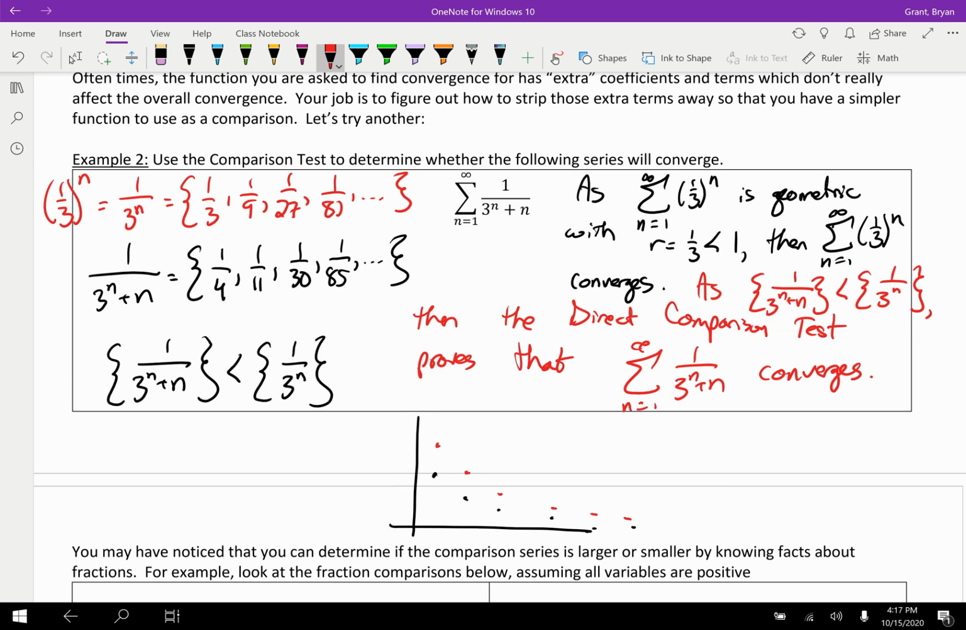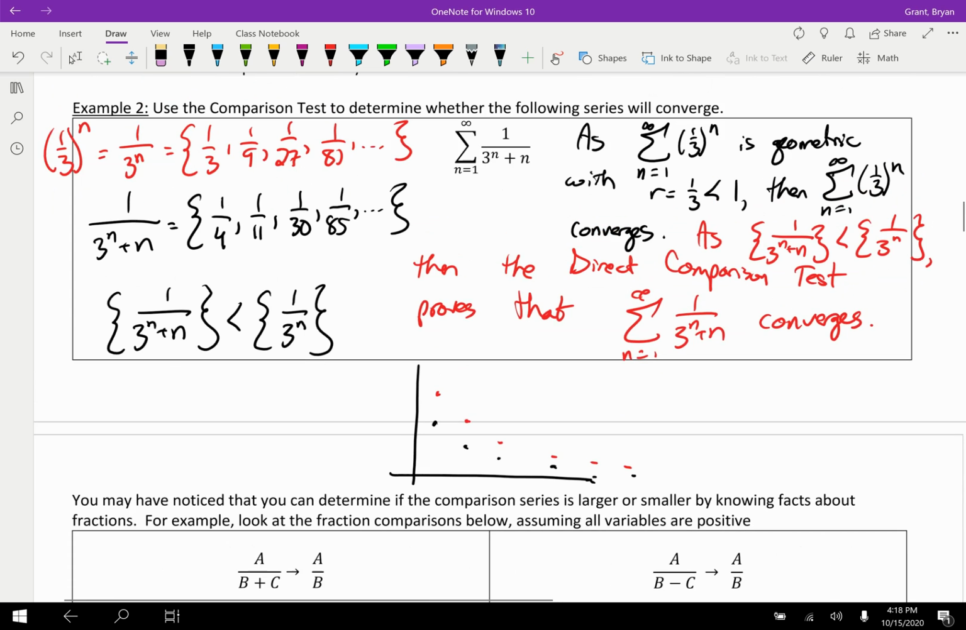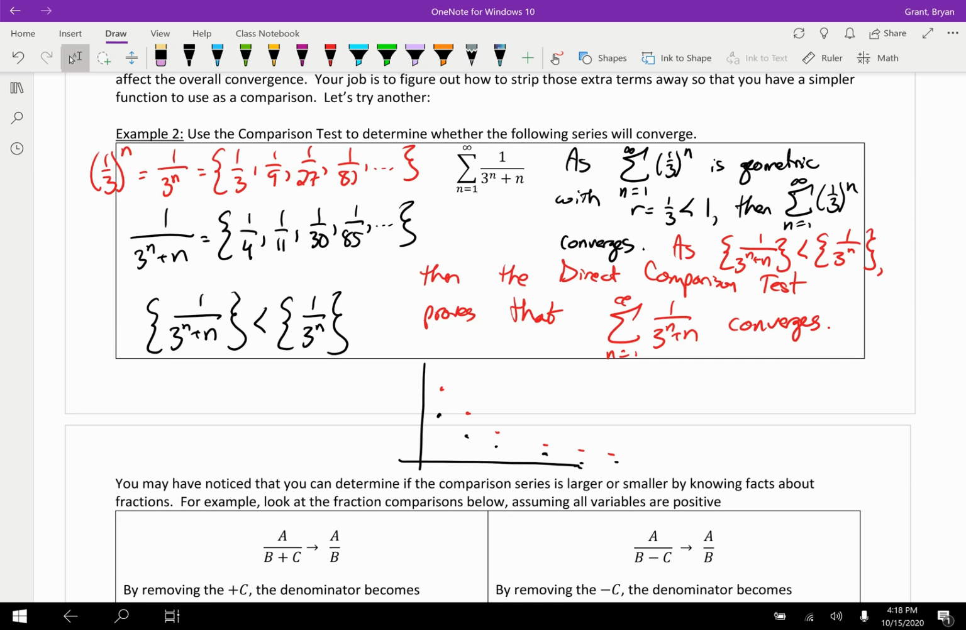And I should tell you too, I really should be putting one more thing in here. I should be stating that both of these series are positive, because if they weren't both positive, then it would be possible for this guy to go down forever, and then you'd be adding super big negative numbers. So you probably should work positive numbers in here somewhere.